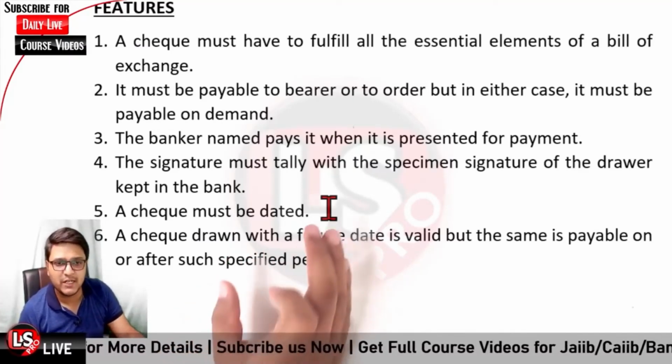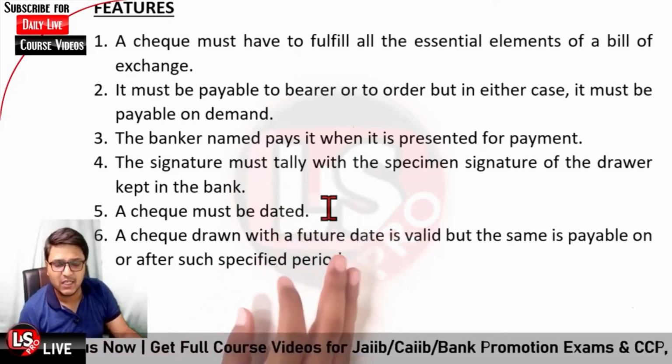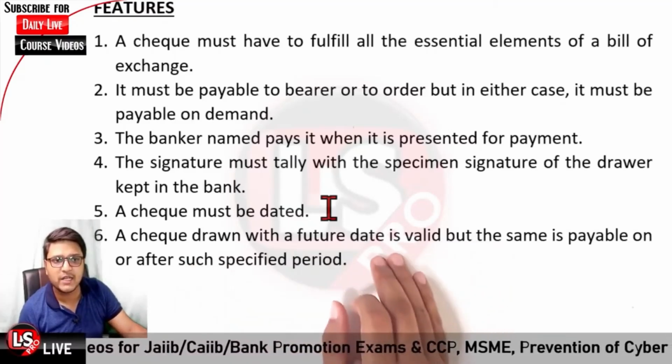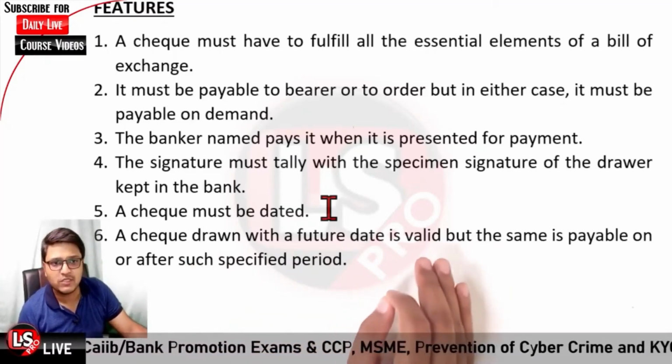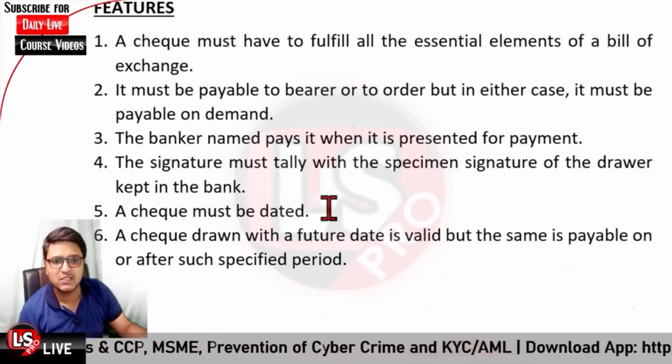So a check must be dated, a particular date must be mentioned on the check itself, and further it has a particular validity, and further a check drawn with a future date is valid. That is said to be the post dated check, but the same is payable on or after such specified period.